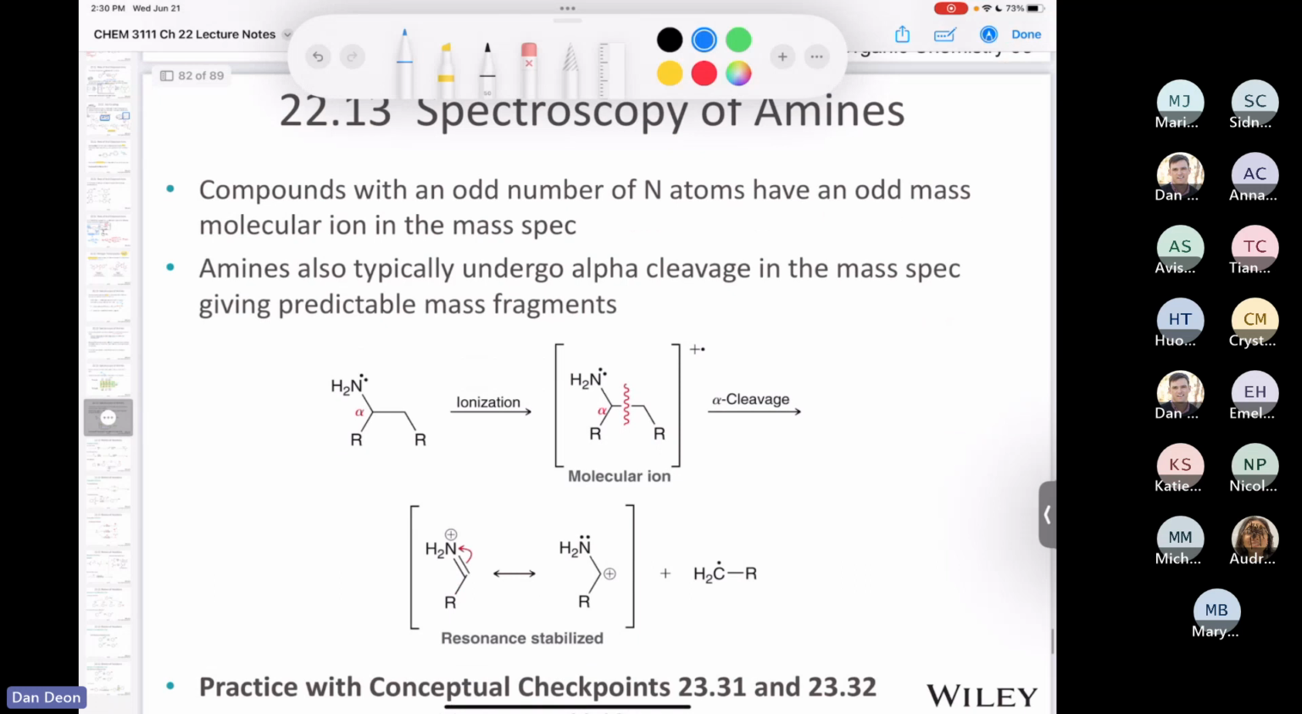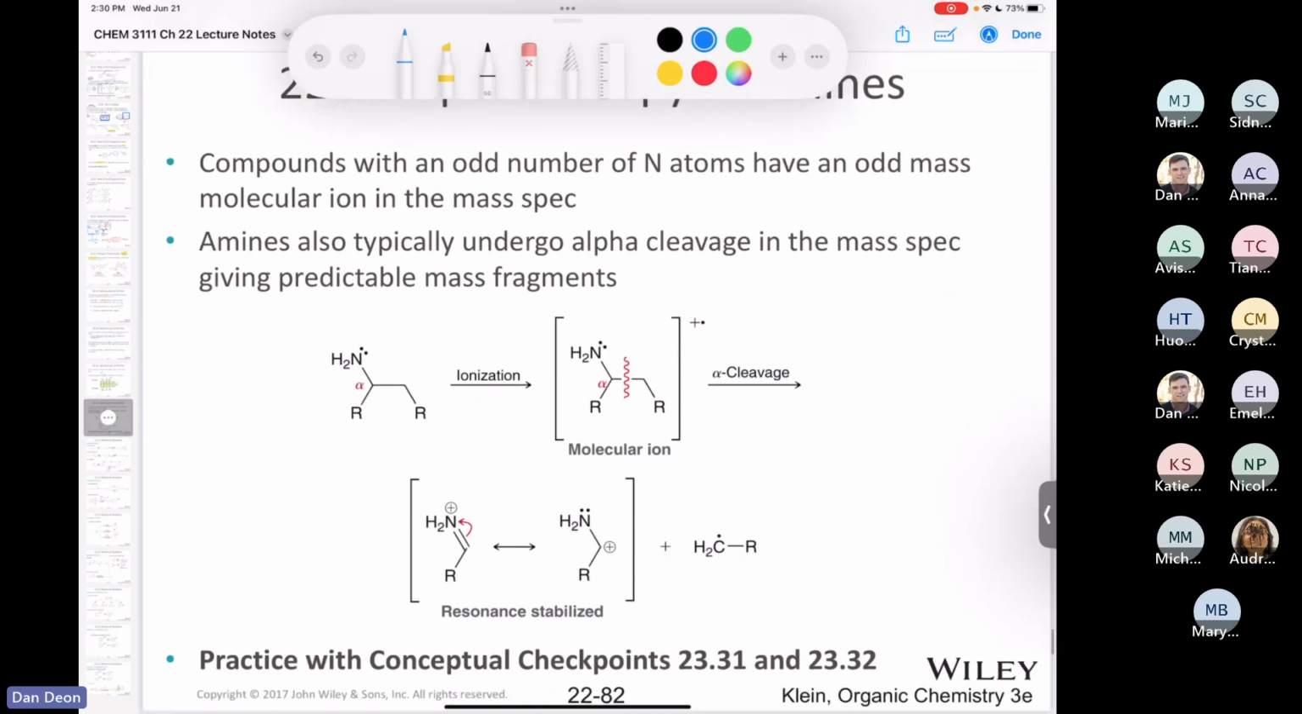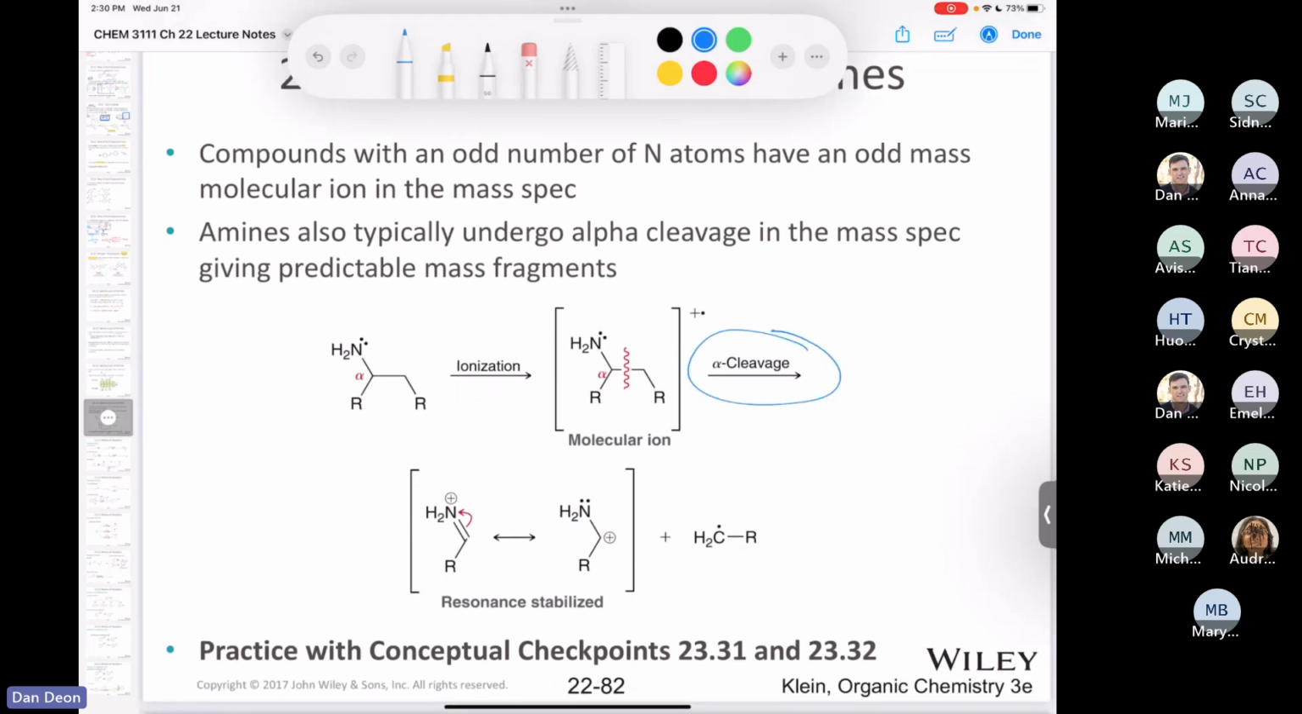And then spectroscopy, if you had me as your instructor or Mr. Geiger, I'm sure that both of us covered alpha cleavage with you in detail. So you should be aware of that, especially if you're taking the lab right now.